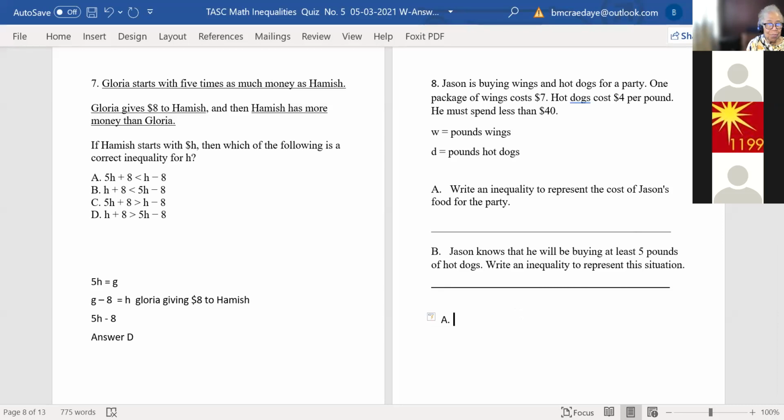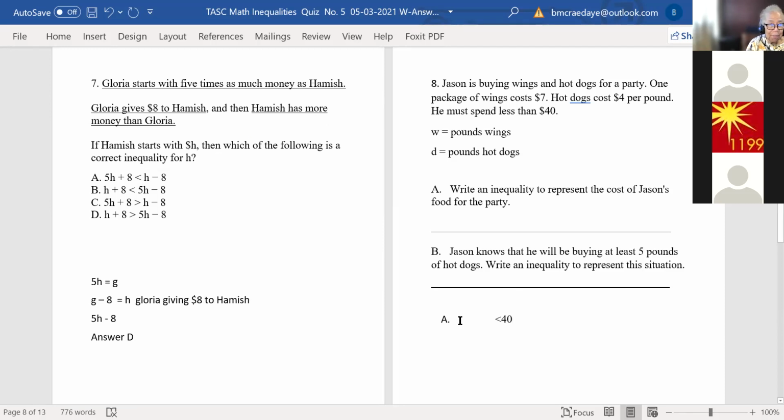So he has $40. He must spend less than $40. So what would be the inequality symbol? It could be less than or equal to. Well, you said he must spend less than, right? So it would be just less than. Not less than or equal, but less than. So let's put our inequality here. So we know that's less than, and that's less than what? The $40. Now, what must be less than the $40, Vanessa?